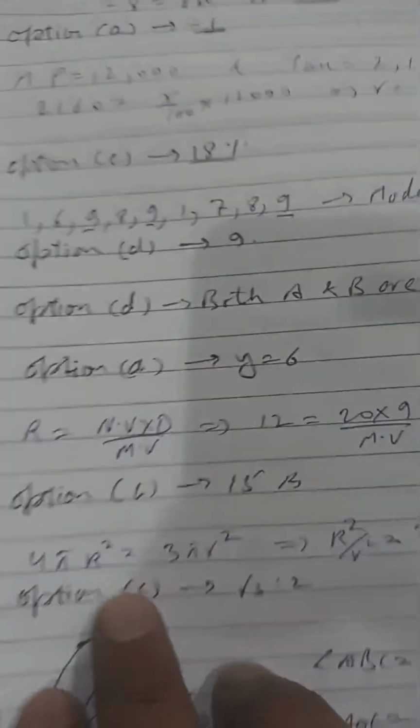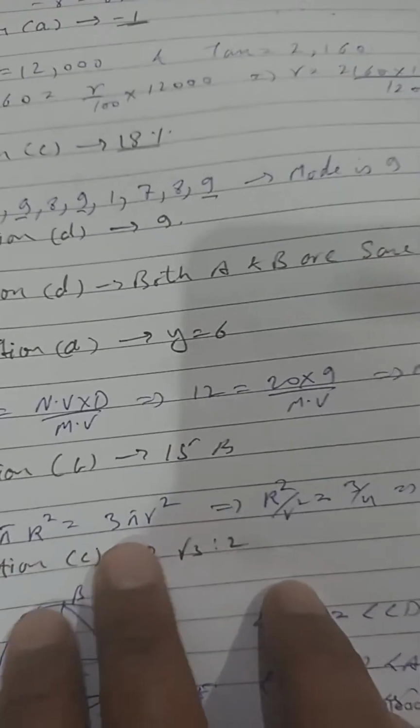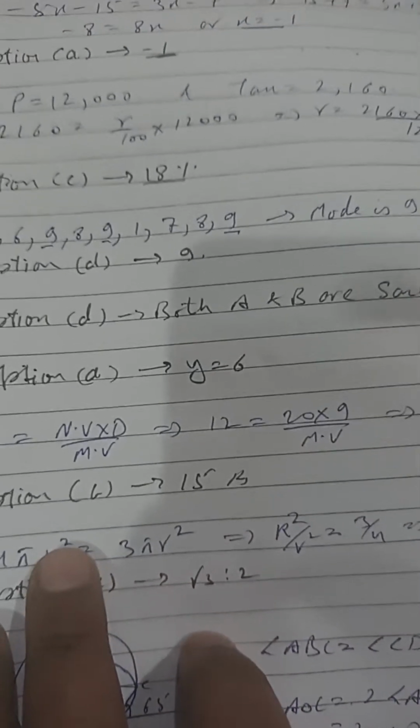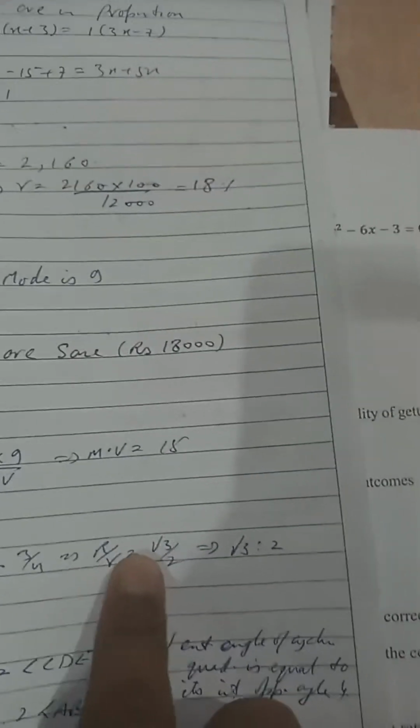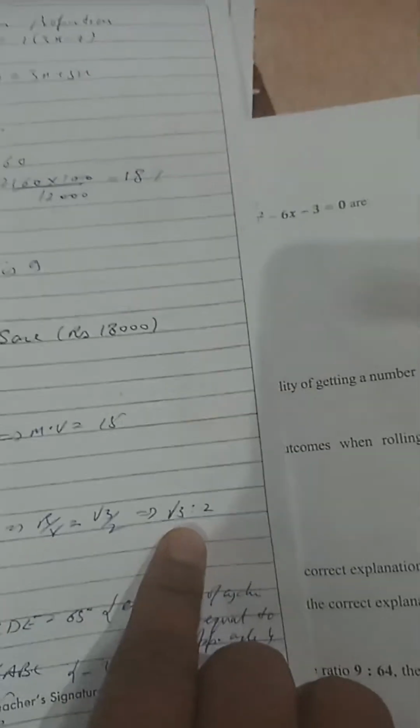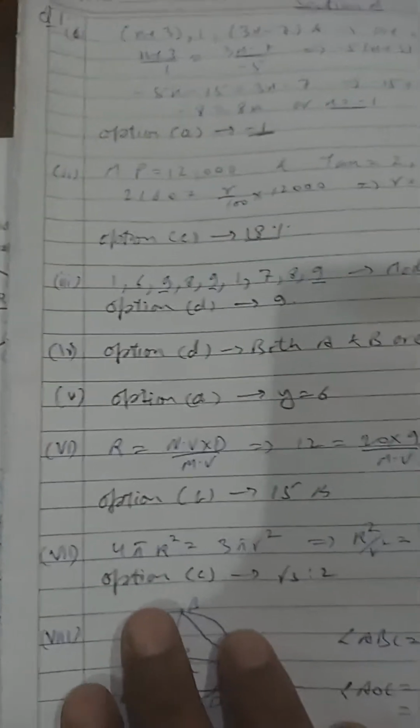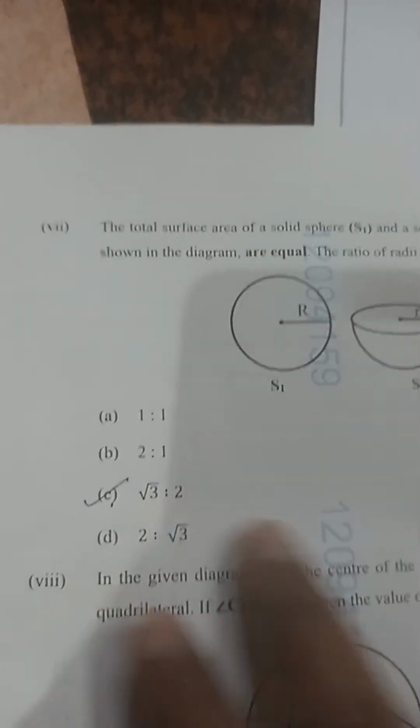Now we know that surface area of the sphere is 4 pi r square, and for hemisphere it is 3 pi r square. Now equating their surface area, we get 4 pi R square equals 3 pi r square. We have to find the ratio between capital R and small r. So that is R square upon r square equals 3 upon 4. And on taking root, we get R upon r equals root 3 upon 2. So the required ratio is root 3 ratio 2. So the correct option is option C, that is root 3 ratio 2. So this is the correct option for seventh part.